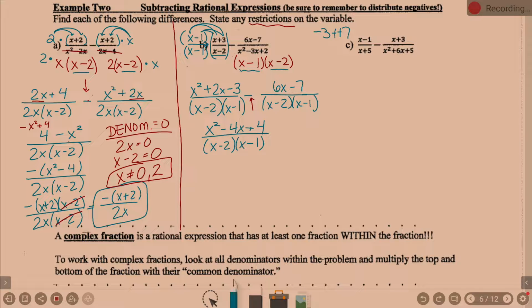Now, this might be our final answer. Or what might we need to do? Factor. So, are we doing C? We are not doing C, if you need that space, feel free to use it. Okay. X minus 2, x minus 1, the denominator stays.